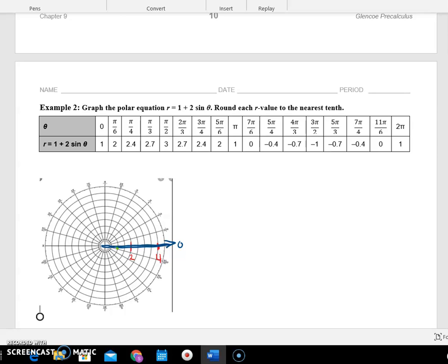Sorry, 0 and 1, pi over 6 and 2, pi over 4 and 2.4. So about right there. Pi over 3 and 2.7. Pi over 2 and 3. Two pi over 3 and 2.7. So we're back over here. Three pi over 4 is 2.4. 5 pi over 6 is 2. And pi is 1.